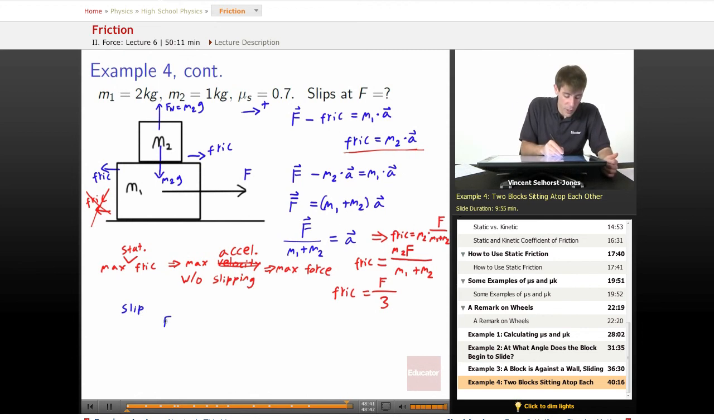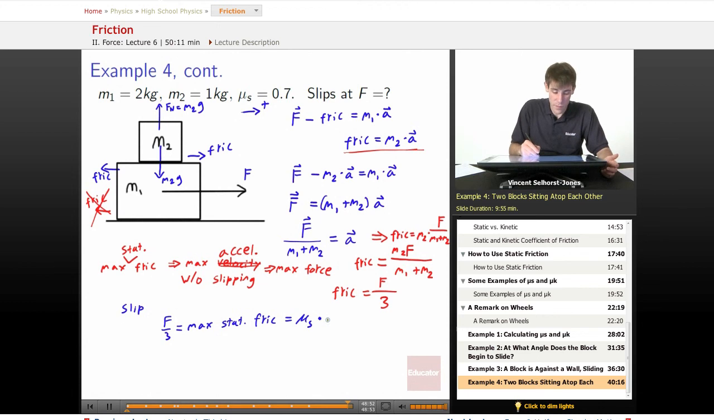we're going to have that it will slip at the moment when F over 3 equals max static friction. What's max static friction? Mu s times M2 g, or normal force. So if we want to figure out what that is, F equals 3 times mu s times M2 g. We just plug in a bunch of numbers now. We use our calculator at this point.